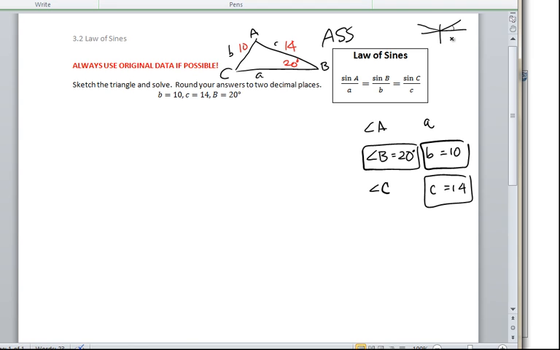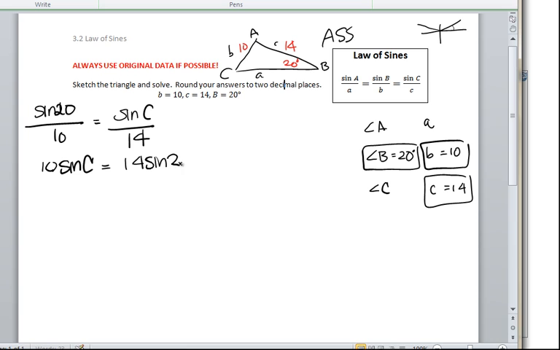Okay, let's go ahead and solve this triangle. Let's find angle C first. So let's start out with what we know. We have the sine of B, which is 20 degrees, over B, which is 10. Well, that's equal to sine of C all over 14. Okay? So our goal is to get sine of C by itself. So we have 10 sine C is equal to 14 sine 20, which means that the sine of C is equal to 14 sine of 20 all over 10.